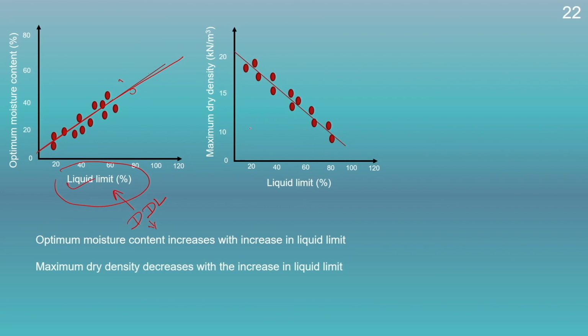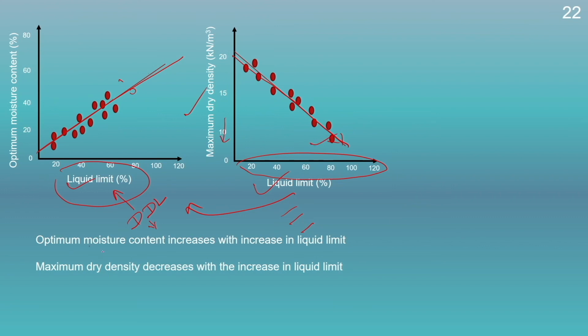Here also you can see the relationship between the maximum dry density and the liquid limit. As the liquid limit increases, the maximum dry density of the soil will decrease. This is because again the diffuse double layer thickness will be more, the repulsion between the particles will be more. As the repulsion between the particles will be more, it will not allow the particles to come to a closer spacing, therefore, the density of the soil will decrease.